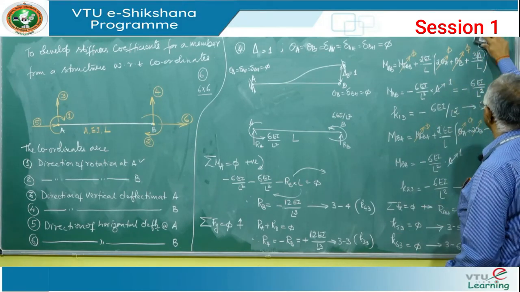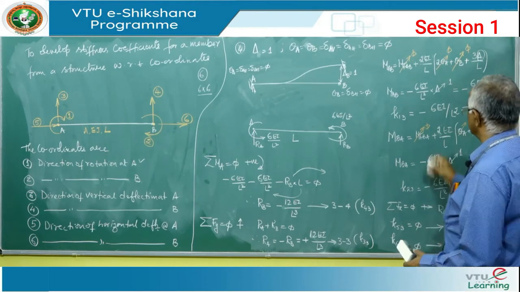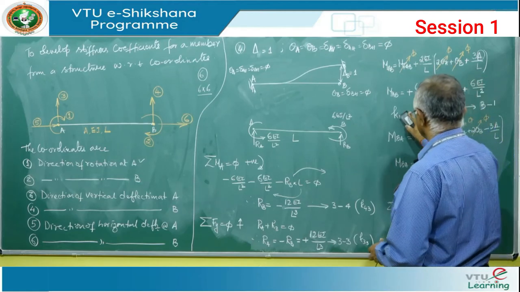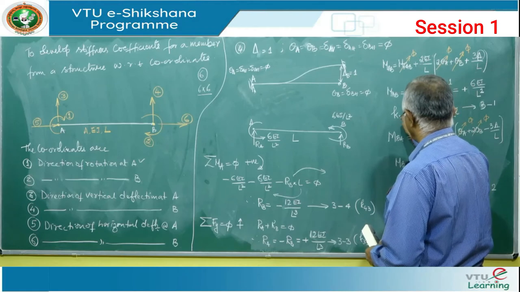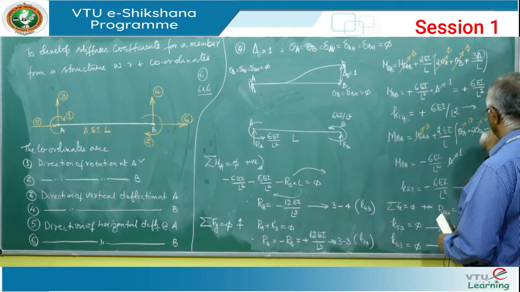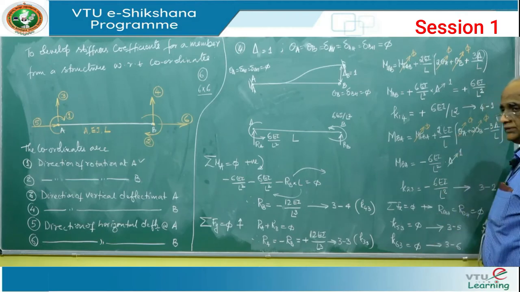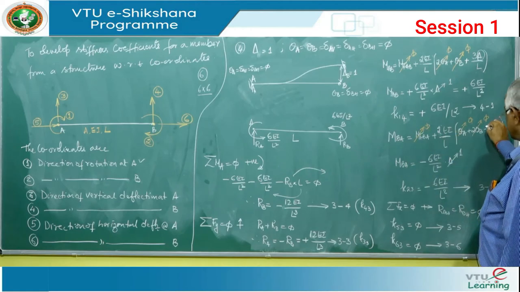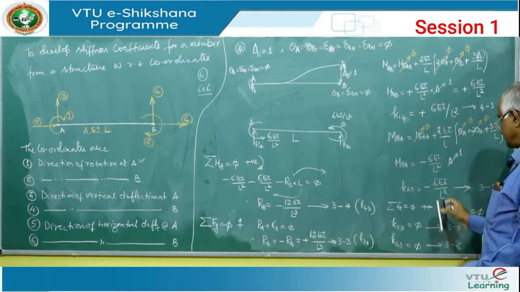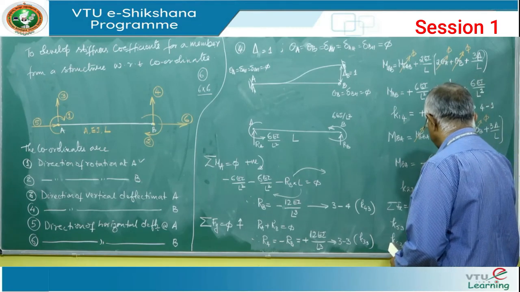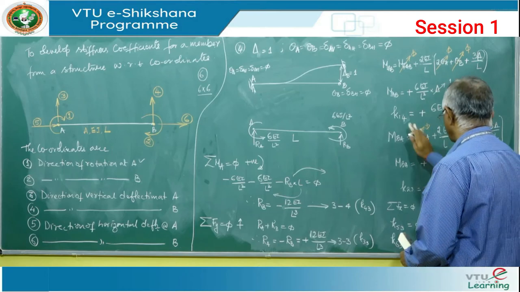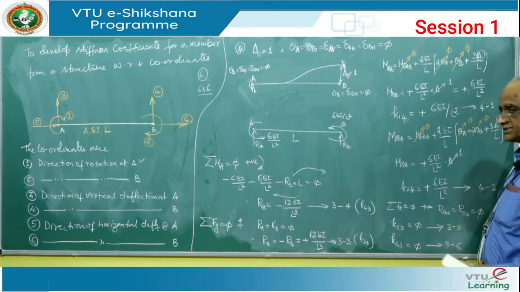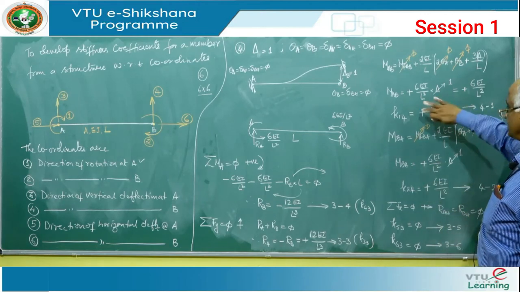That is the only difference here in the case of the fourth column. So it is equal to plus, and this is also equal to plus. This will be your K14, and this is your 41. Coming to the other end, MBA, same condition except this plus 3 delta by L. The rest of the values are the same. So this will become plus, and this is plus. This is K24, and this is 42. Same values, only the plus and minus change.